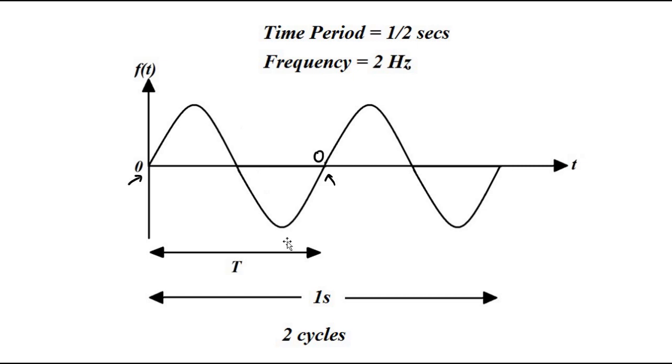So here one cycle from here to here, again from here to here, that is another cycle. One cycle, 2 cycle, that is completed in 1 second. So in 1 second 2 cycle. So this is the frequency, and for one complete cycle it is 1/2 seconds. So that is the time period.